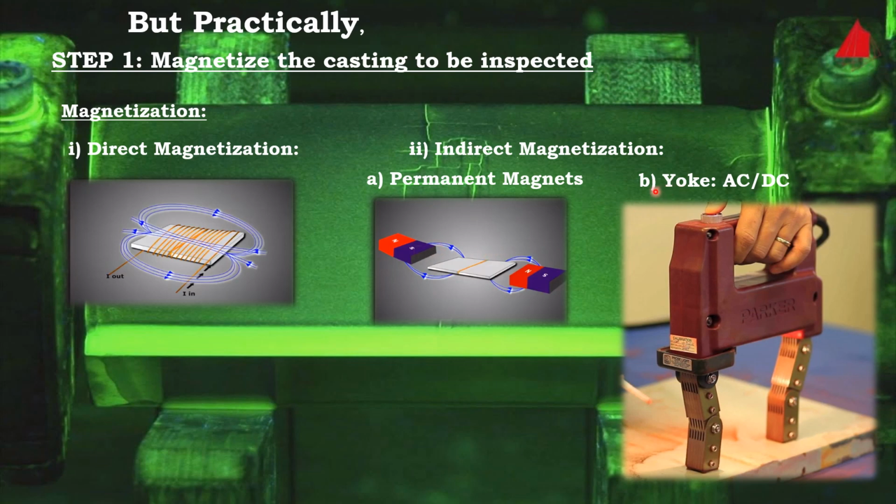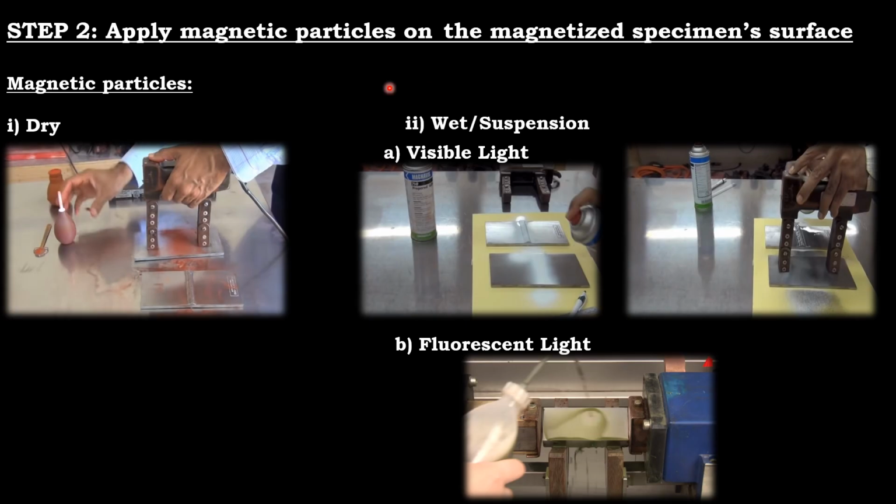Nowadays, the most common way, or the only way used, is using a yoke. In a yoke, you have two magnets in which the magnetic field lines are controlled using an AC or DC current, in which you can increase or decrease the magnetic field line intensity. This is the first step, being to magnetize the casting product. Moving on to the second step.